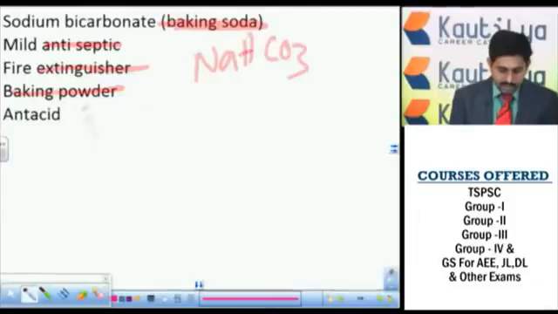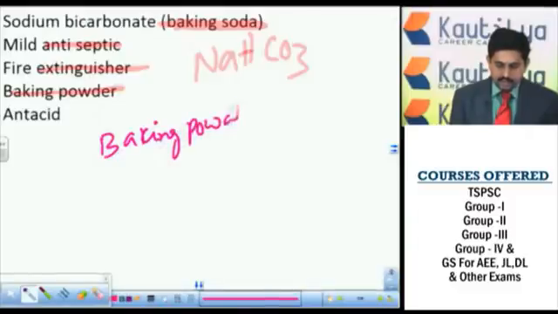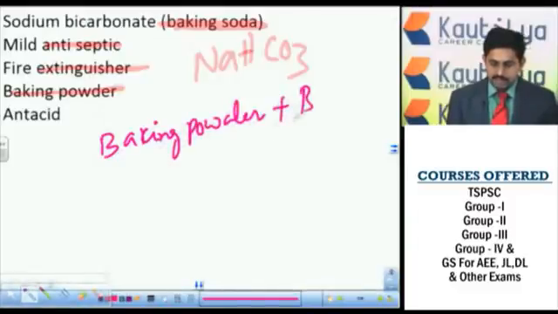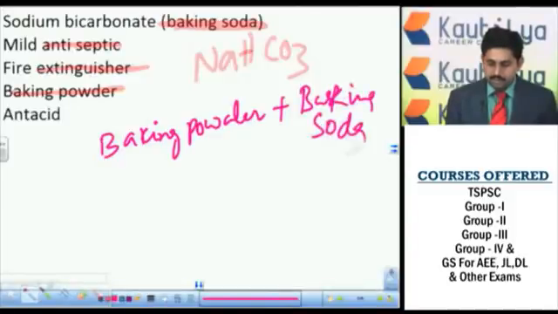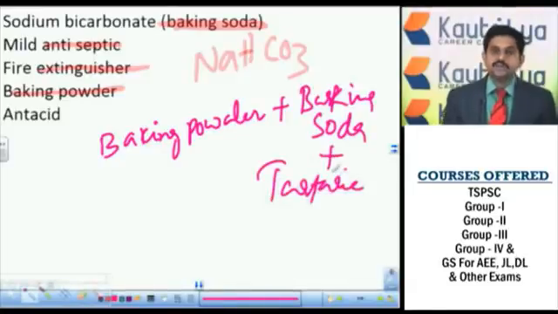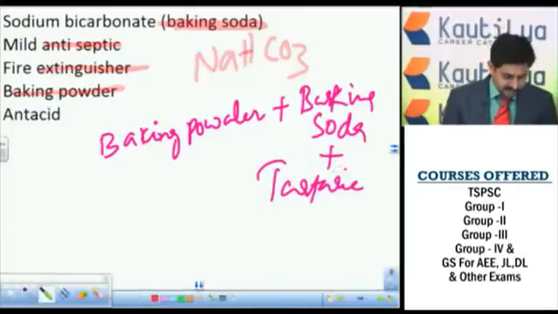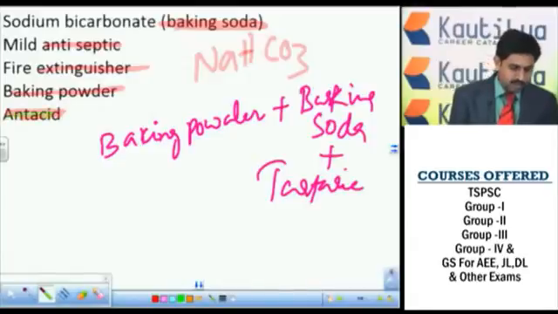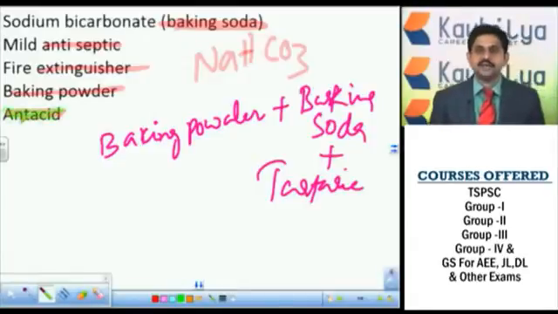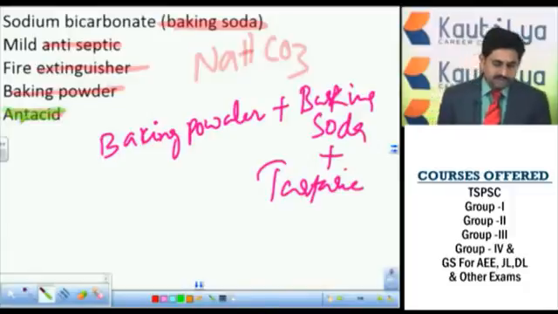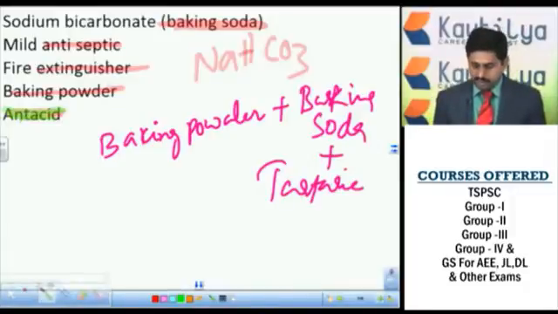Baking powder is nothing but baking soda plus tartaric acid. Okay, it is used as an antacid. Antacid means it is used to reduce the gastric content in our body. In our body, if you overeat or eat some spicy food, gases are released in our body. So to reduce this, we can take baking soda, which is available in our daily life in our home.